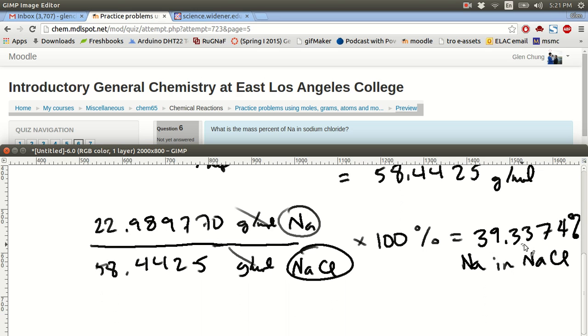Multiply that by 100% to get your percent. Watch the significant figures. That's it.